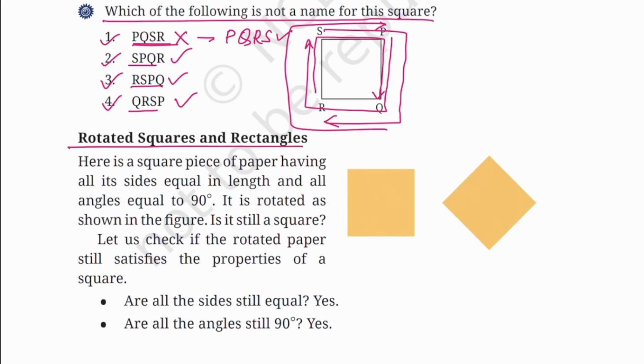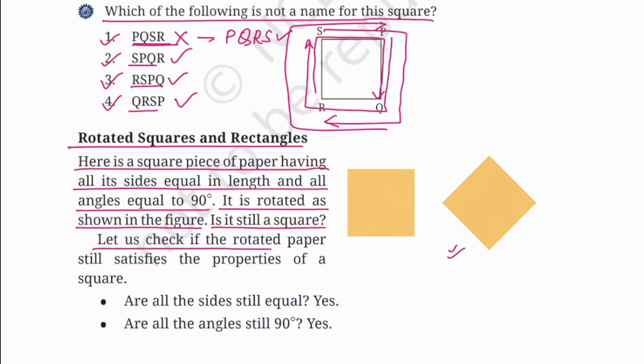Rotate squares and rectangles. Here is a square piece of paper having all its sides equal in length and all angles equal to 90 degrees. It is rotated as shown in the figure. Is it still a square? Yes.